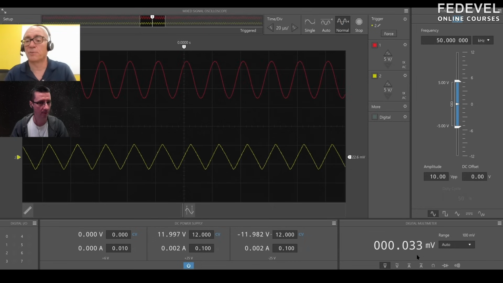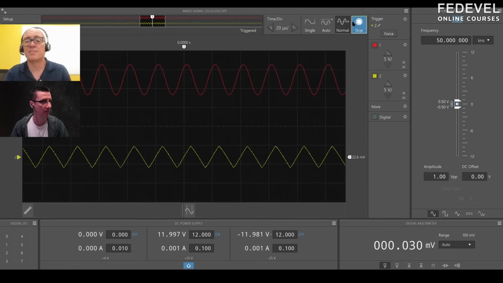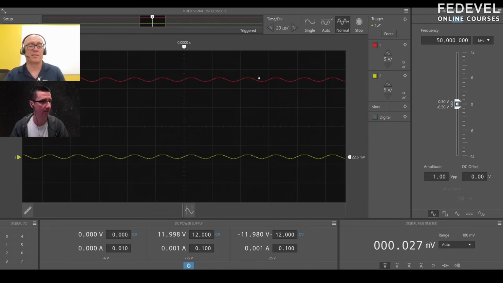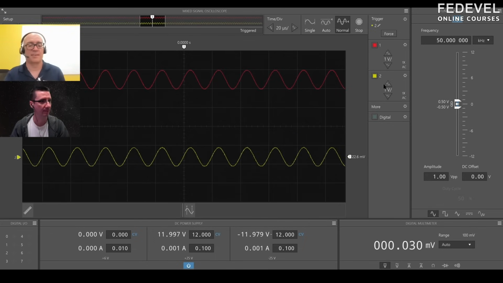Okay, now let's lower the voltage. Instead of 10 volts peak to peak, let's make it 1 volt, and stop and start it. Let me change the range here. Yeah, I can see it now. Okay. Yeah, so it looks sinusoidal.